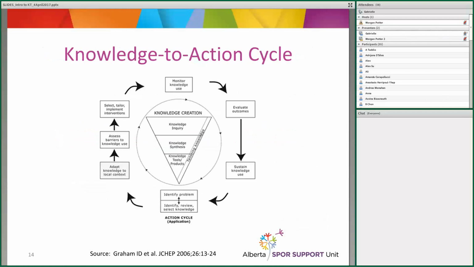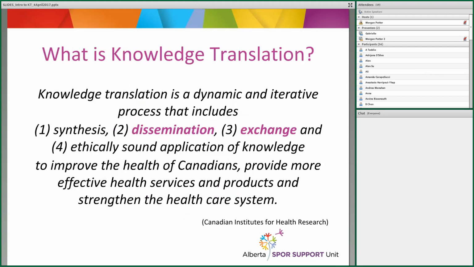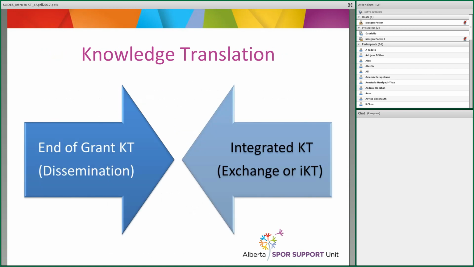And hopefully some of you have seen this knowledge to action cycle before, and it has 2 main components. The middle section encompasses different aspects of knowledge creation. And here you can see the first part of our definition highlighted, knowledge synthesis. And outside is the action cycle. And this refers to the application of knowledge, which was mentioned in the fourth part of that definition. That leaves dissemination and exchange, which we're going to talk about in more detail.